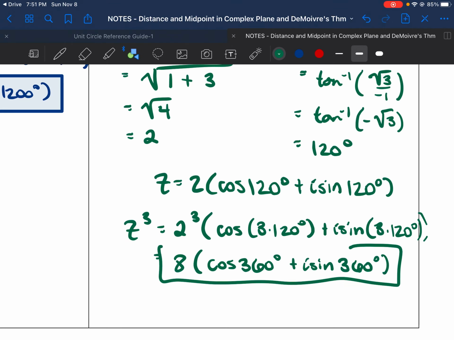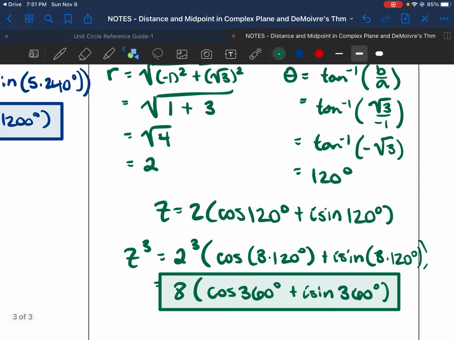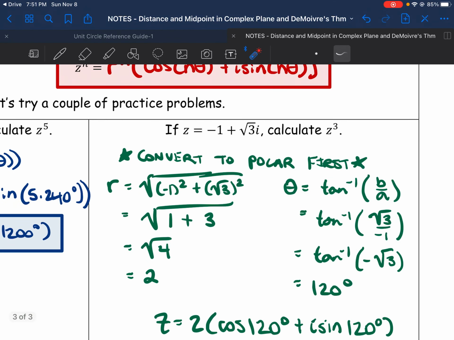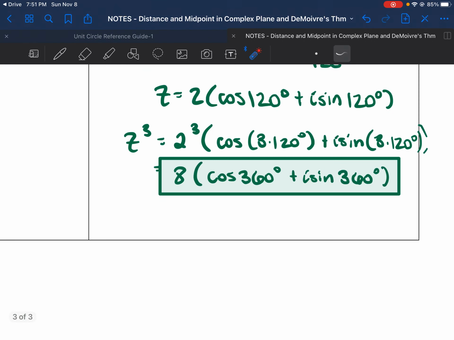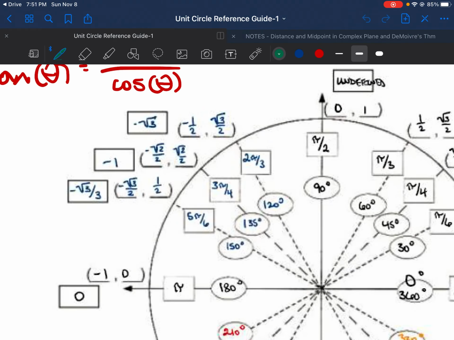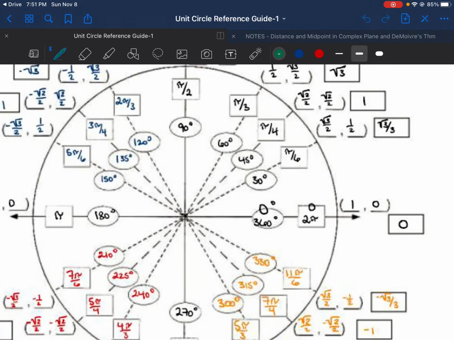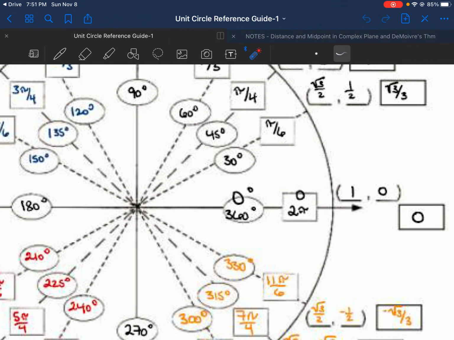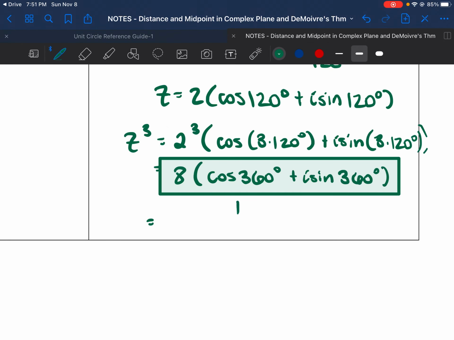And it would be perfectly fine to leave it here. This would be in polar coordinates, or since the problem was given to us in rectangular form, we could also go ahead and convert this to rectangular coordinates if we wanted to. Cosine of 360 degrees. Well, we know 360 degrees is the same as 0 degrees. The cosine is 1 and the sine is 0. So the cosine of 360 is 1. The sine of 360 is 0, and 0 times i is just 0. So we'd have 8 times 1, which is just 8.